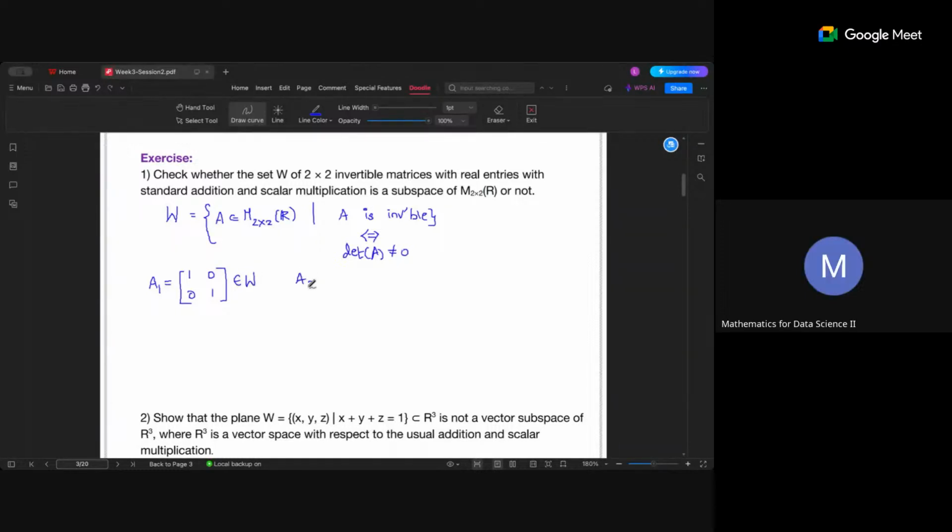Now let us consider this matrix. Is this matrix invertible? Yes. So this also belongs to W. Here the determinant of A1 is 1, which is non-zero, and the determinant of A2 is minus 1, again non-zero. So these two, A1 and A2, belong to W. Now what is A1 plus A2?